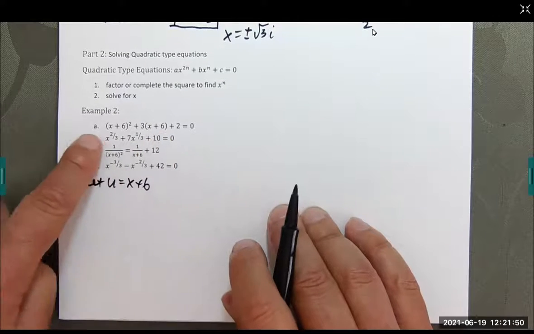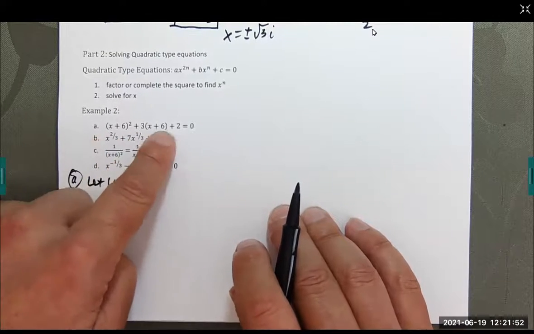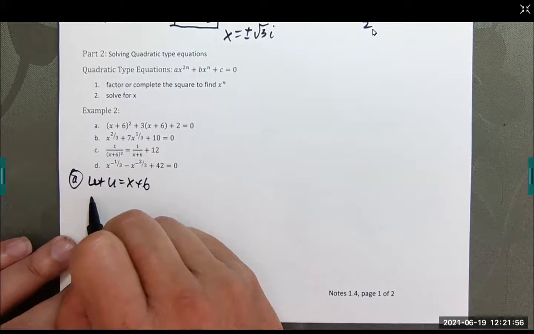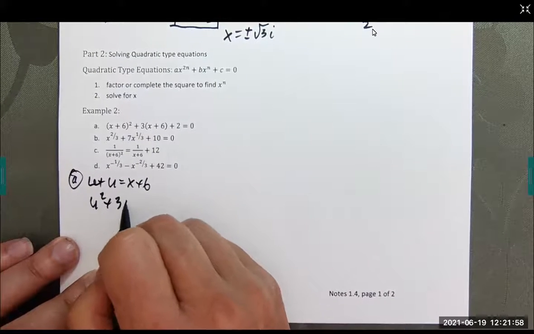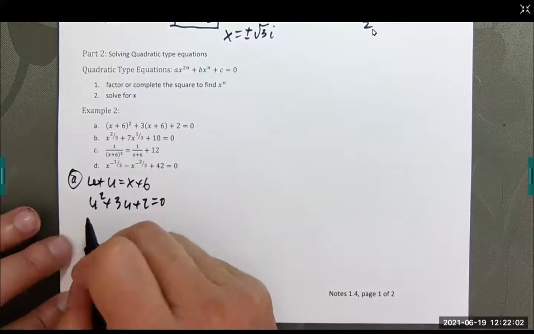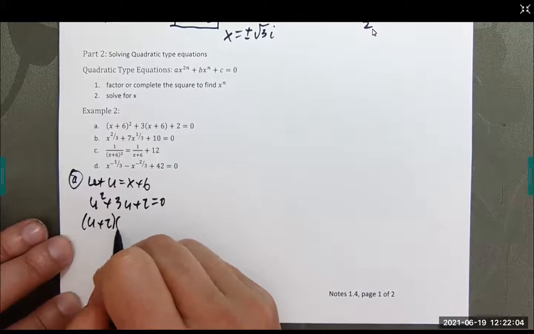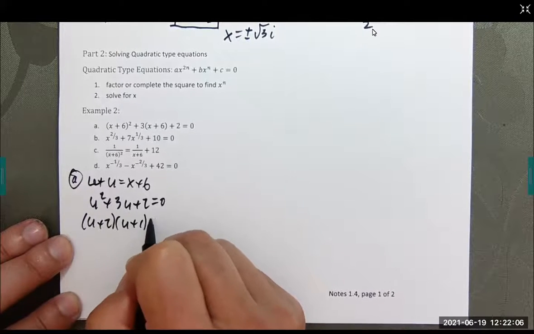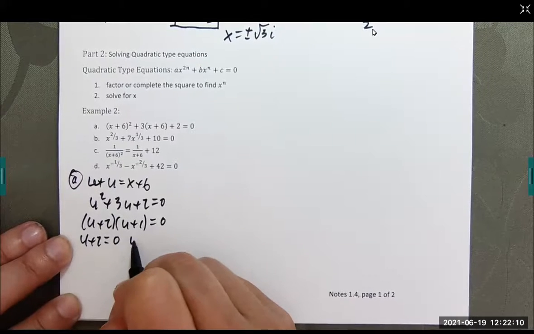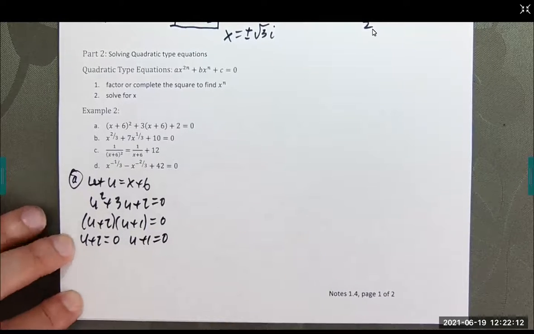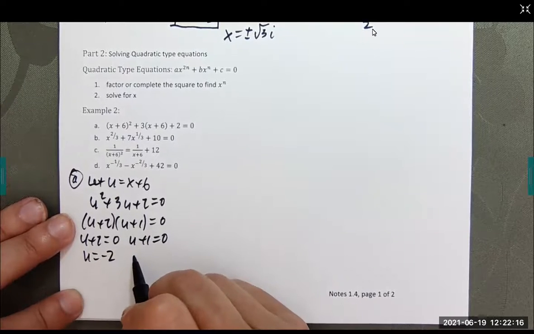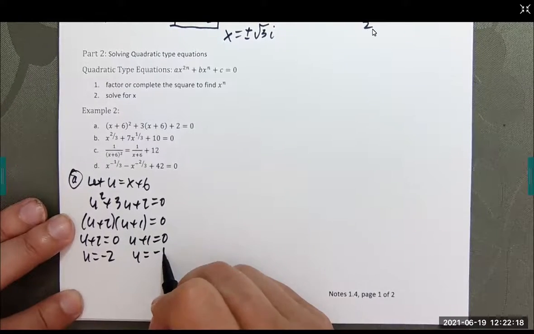By the way, it's not wrong to FOIL that out, distribute the 3, combine your like terms. You'll still end up with the same answer. But this one becomes u squared plus 3u plus 2 equals 0. And that factors, set them each equal to 0, and I get u equals negative 2 and u equals negative 1.